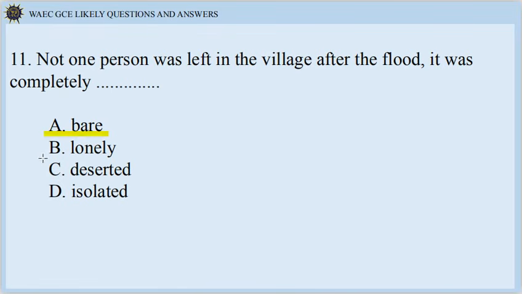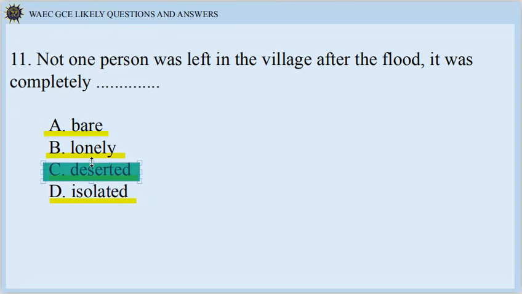Option B, lonely, is a feeling of being excluded, without companion, without friends, a feeling of being alone. In option C, deserted, is an adjective used to describe a place that is abandoned by people for a reason. Isolated in option D means placed away from others, separated from others. From the meanings of these options, we can see that the correct option is option C, deserted.